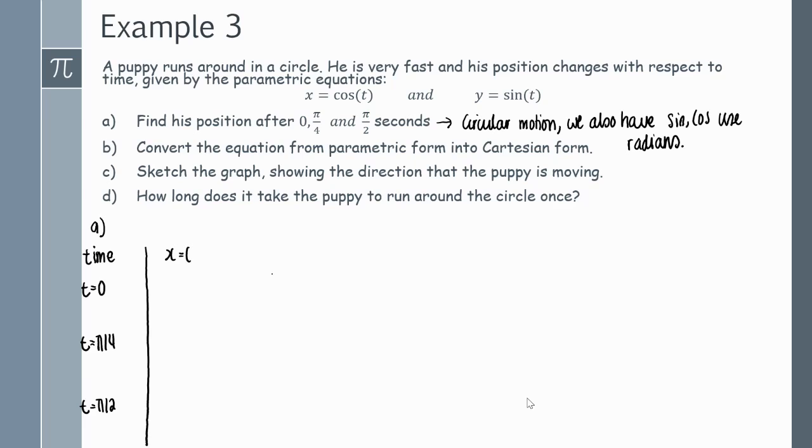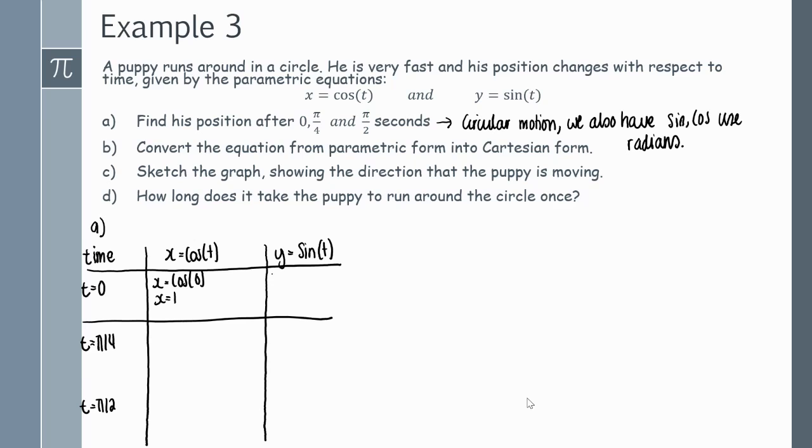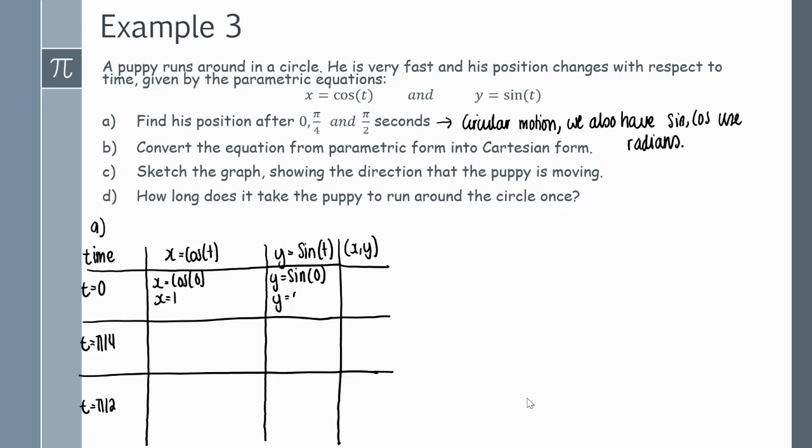Our equation for x is cos t, and our equation for y is just sin t. So for t equals 0, well, cos of 0 is just 1. For t of 0, y of sin t, well, sine of 0 is just 0. That will give me my first coordinate point, 1, 0. So after 0 seconds, the puppy is at the point 1, 0 on my xy plane.